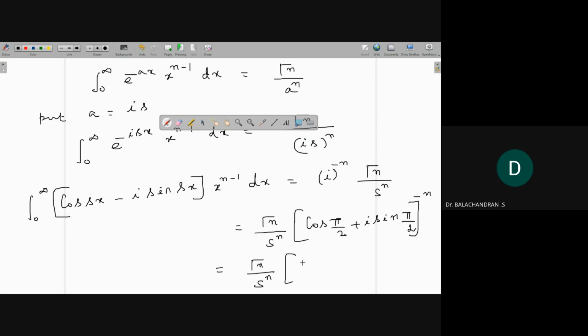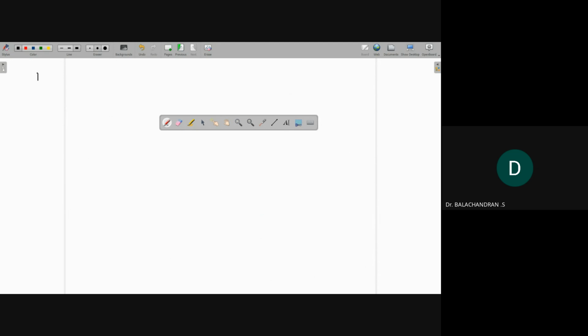What is this? Cos of minus n pi by 2 is cos n pi by 2, and then minus, because sine of minus n pi by 2 is minus i into sine n pi by 2. So close the bracket. Now equating the real and imaginary part. Next step, I am going to equate the real and imaginary part. First, I equate the real part.